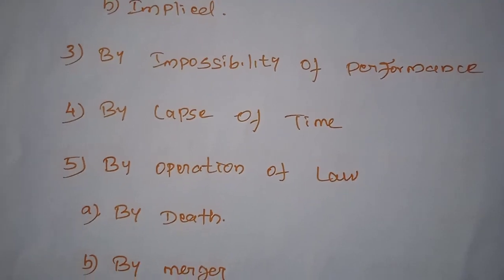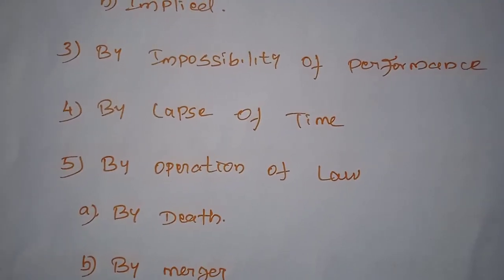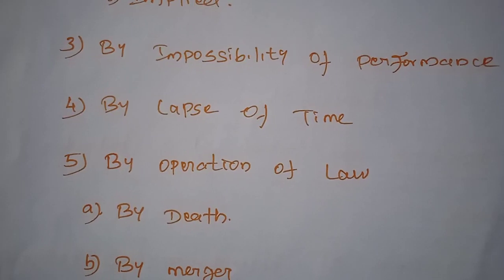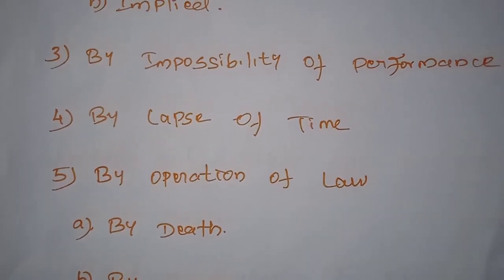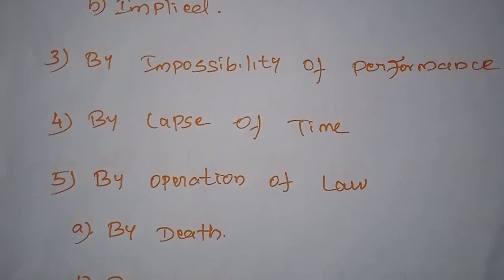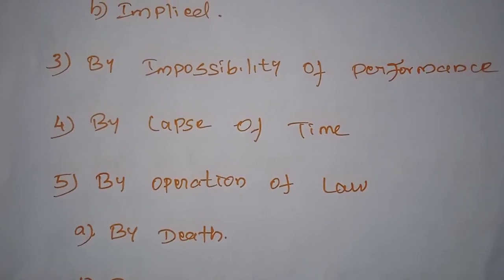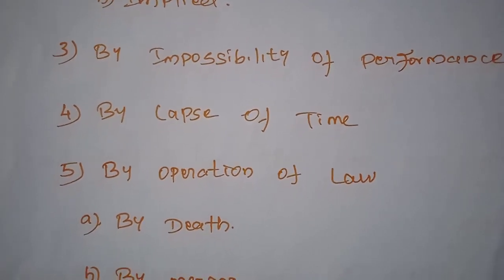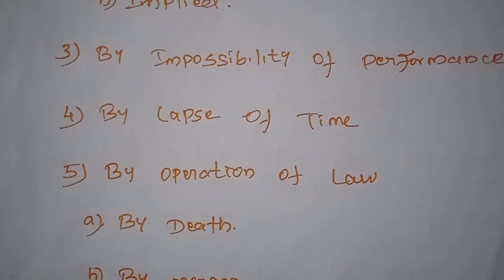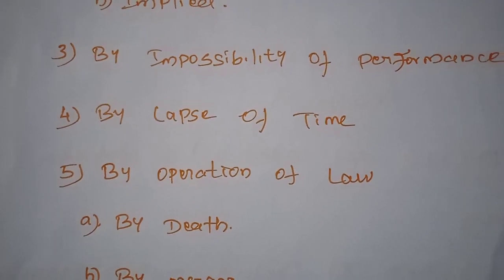So when the performance is on the way, likewise, impossibility arising subsequent to the formation of a contract, or supervening impossibility, may be caused by some event beyond the control of the parties, or by some act either of the promisor or of the promisee.